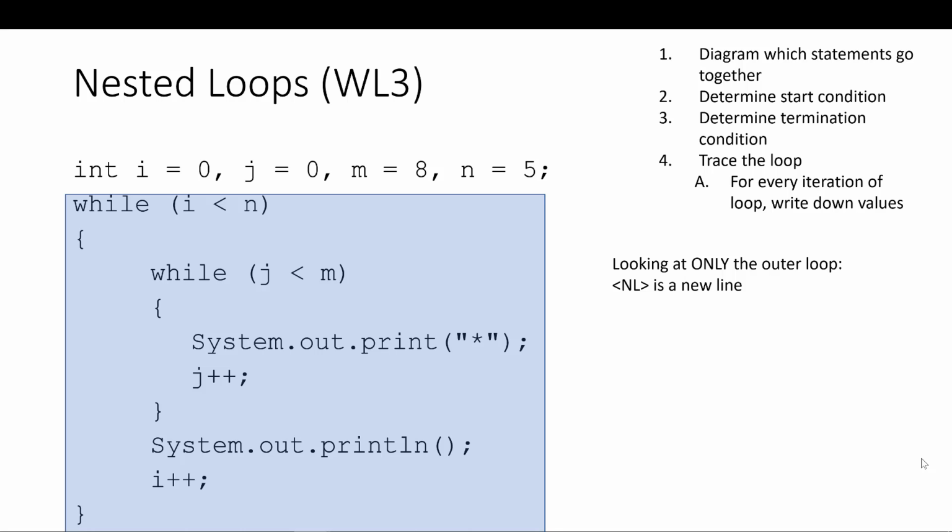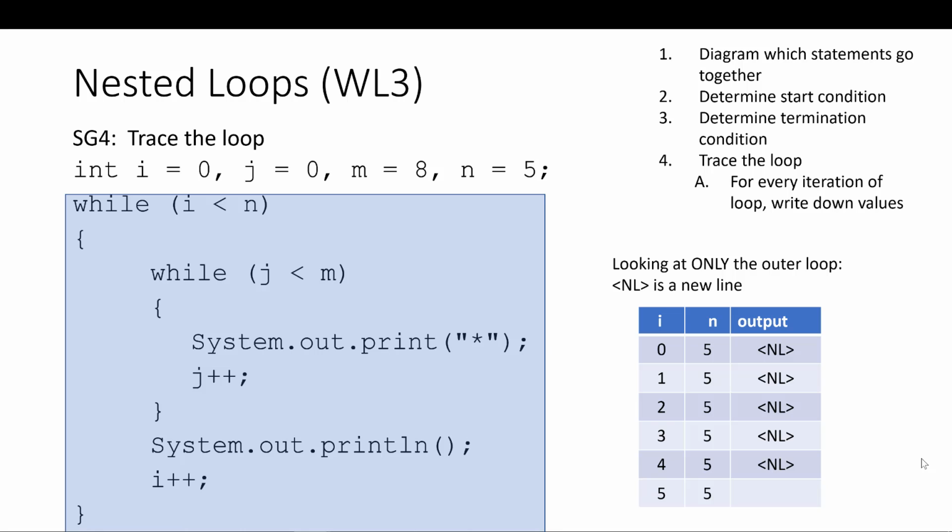For sub-goal 4, we want to trace this loop. In looking only at the outer loop, where the symbol NL is a new line, if we trace the loop, then we can see that I will be incremented by one value each time. So I is going to increment from 0 up to 5. The entire time n will remain at 5, but I will go from 0 to 1 to 2 to 3 to 4, and then it becomes 5. When I becomes 5, the loop condition is then false, and the loop will exit.